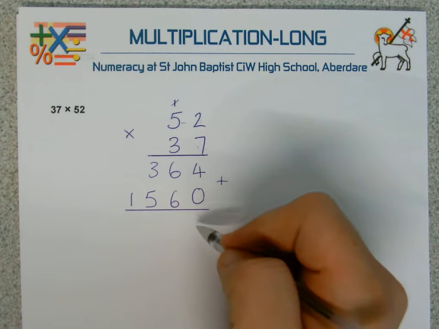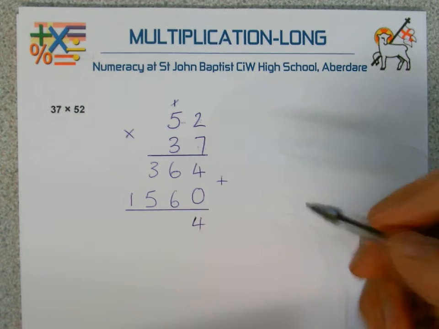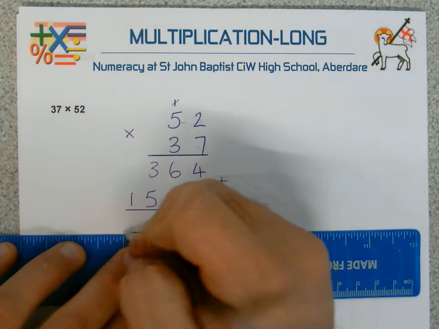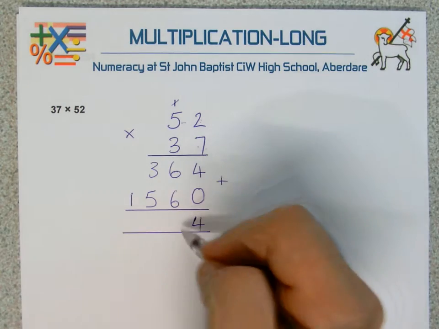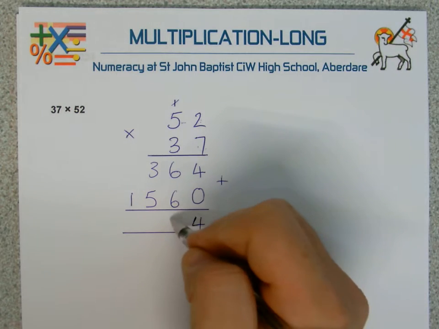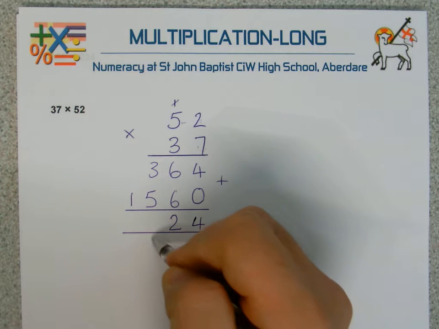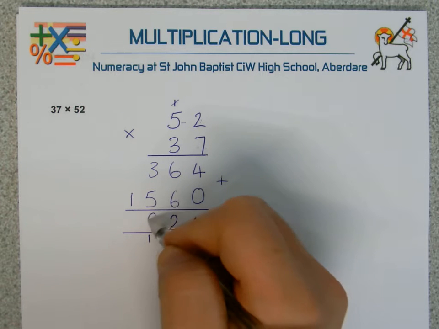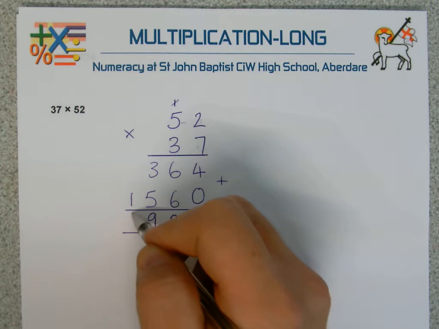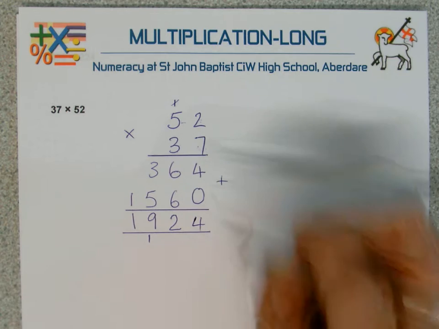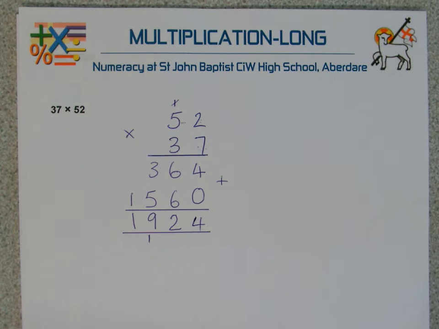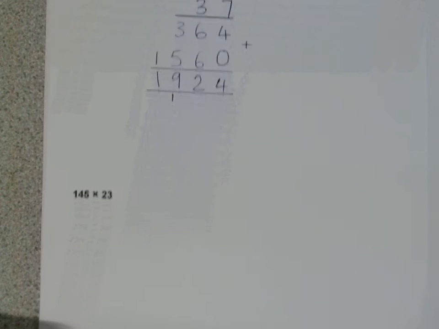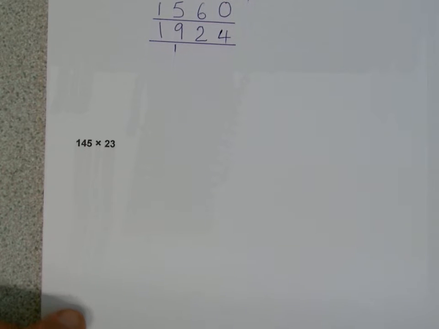So 4 plus 0 is 4. Draw another line as well. 6 plus 6 is 12. Again, I can't write 12 there. I can only write a single digit. So I put a 2, carry the 1. I'll write it there. 3 plus 5 is 8, plus the 1 is 9. And then I have 1 there just on its own. So the answer is 1,924.